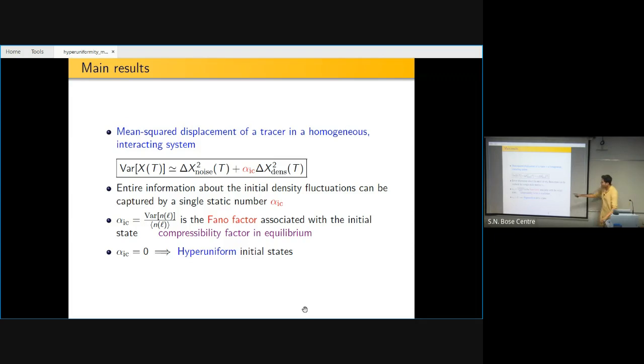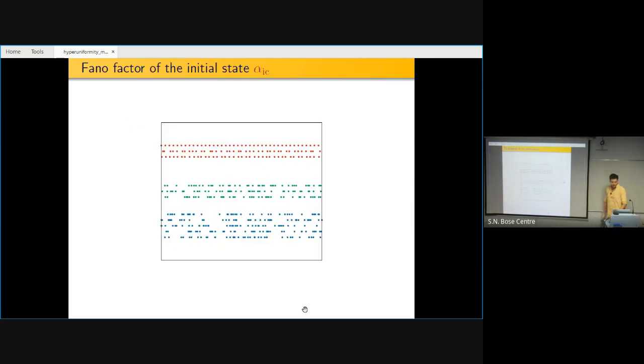So the point is, this is how hyperuniformity really comes into this problem. The most interesting result is, if alpha is 0, then your mean square displacement is always going to be just this part, the noise. The contribution from the noise will be the only contribution. But alpha_IC can be 0 in various possible ways, because alpha is like a macroscopic measure. So let's visualize what alpha is.